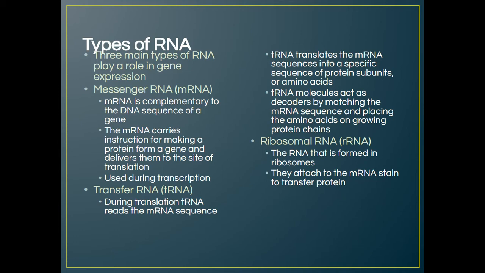The tRNA is just a transfer RNA. It's transferring amino acids. Remember, we have 20 amino acids in the human body that make up every single protein. It's transferring those amino acids in the correct order to create a polypeptide chain.